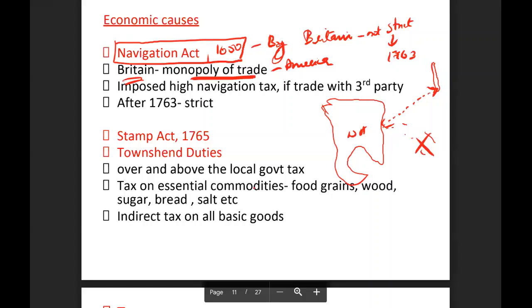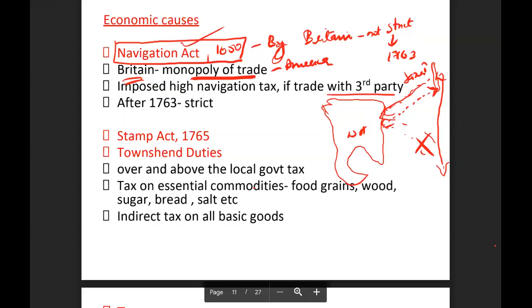And even if trade happens with a third party, suppose the goods are coming from India or Australia, they have to first go to Europe, reach Britain, and then come here. A lot of taxes were imposed, it was very expensive. So a high navigation tax was imposed if trading with a third party. That means first to Europe and England and then to North America. This was the Navigation Act.